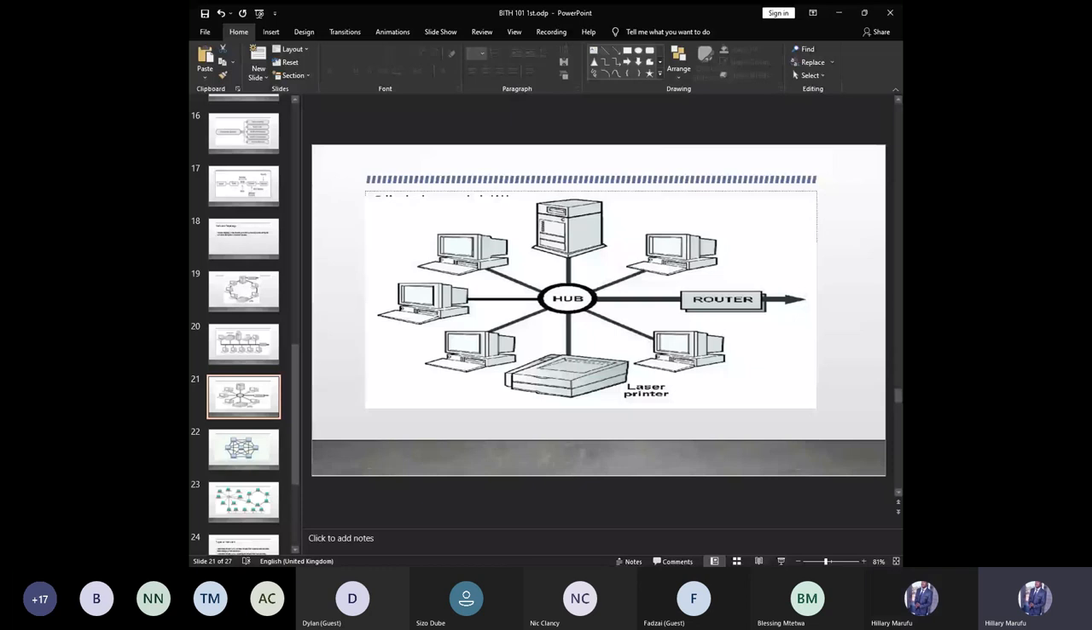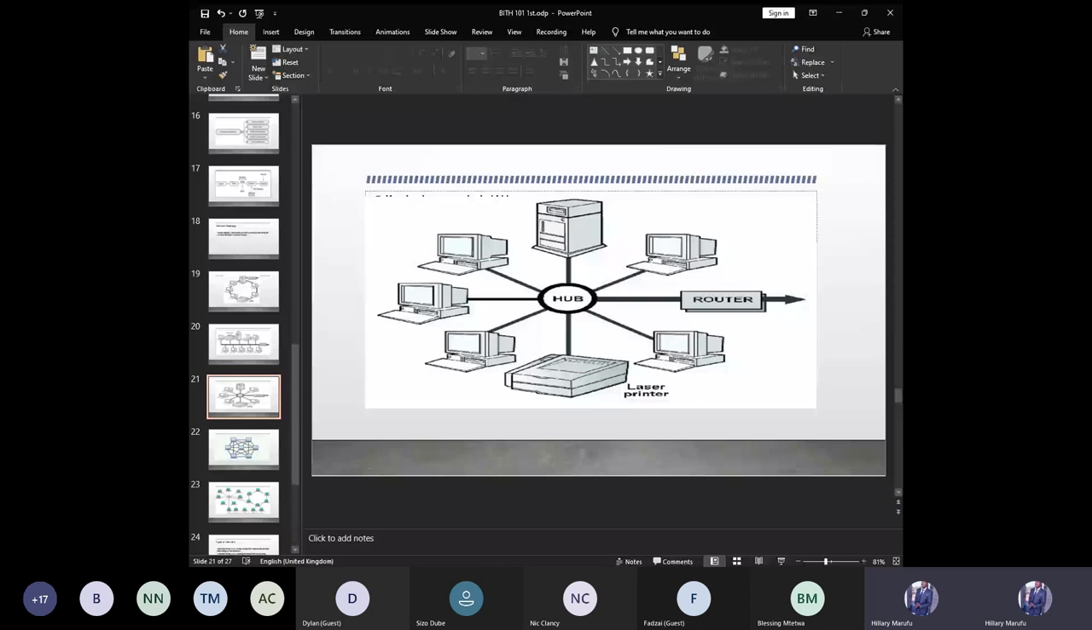And so, coming back to our topology, nowadays I can bet you anything. In fact, I would gladly fork out my kidney if I find an organization that still uses a hub. That's one of those obsolete technologies.